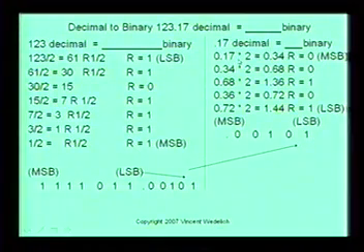So 0.17 times 2 equals 0.34, remainder 0. 0.34 times 2 equals 0.68, remainder 0. 0.68 times 2 equals 1.36. So there's your 1. That's where that comes from. That leaves us with 0.36. 0.36 times 2 is 0.72, remainder 0. 0.72 times 2 equals 1.44, remainder 1. So again, the most significant bit is on the top here, and the least significant bit is at the bottom. So this is 0.00101.